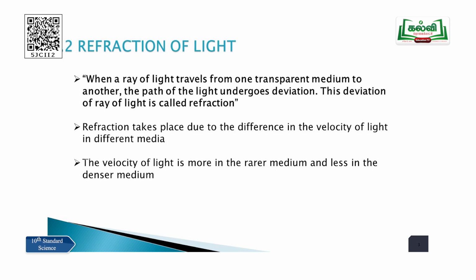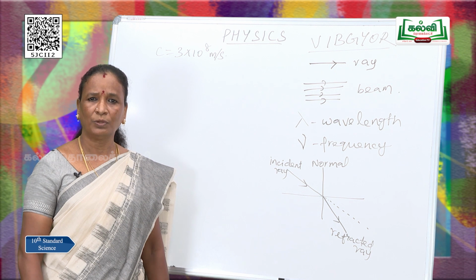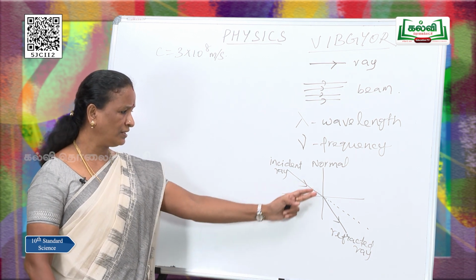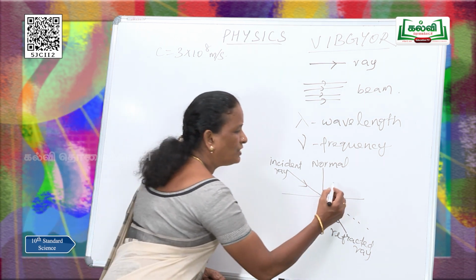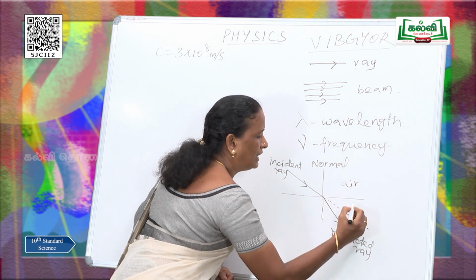What is meant by a rarer medium and a denser medium? What is meant by a rarer medium? For example, take this diagram. Here, if we assume it is air, it is water.